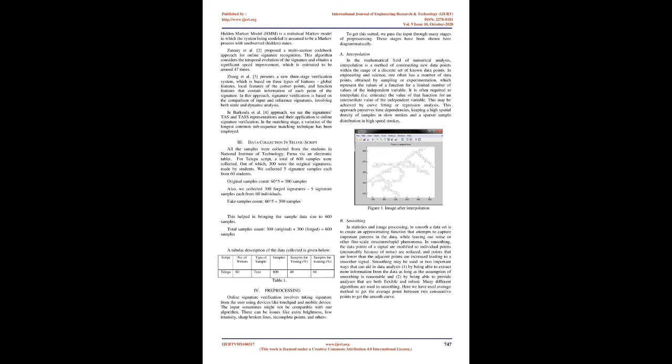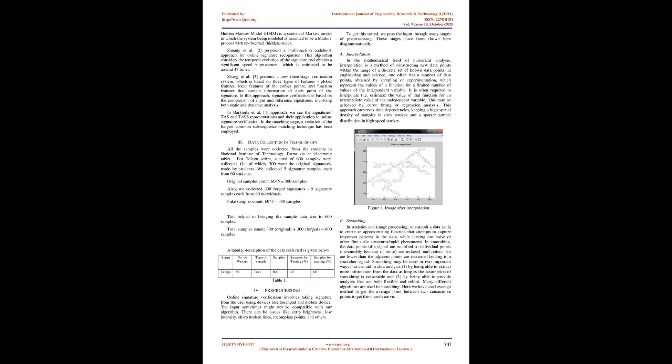Zhang et al. [3] present a new 3-stage verification system, which is based on 3 types of features: global features, local features of the corner points, and function features that contain information of each point of the signature. In this approach, signature verification is based on the comparison of input and reference signatures, involving both static and dynamic analysis. In Barkoula et al. [4], we see the signatures' TAS representations and their application to online signature verification. In the matching stage, a variation of the longest common subsequence matching technique has been employed.